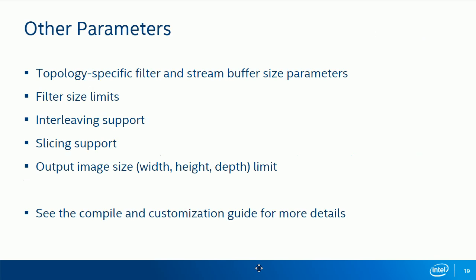There are many other parameters available to be tweaked. Parameters for topology-specific filters and stream buffer sizes, parameters for filter size limits, interleaving support, slicing support, output image size limits, and so on and so forth. Again, see the compile and customization guide for more details.